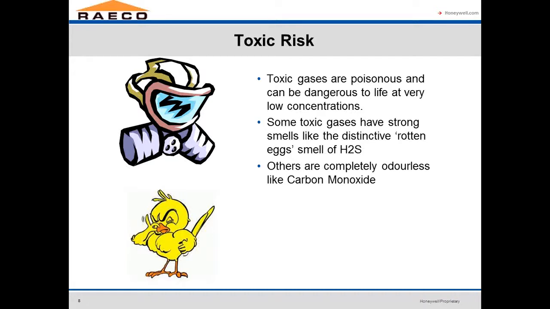Toxic gases, again, are poisonous and can cause ill health effects to humans at very low concentrations. Some gases, such as H2S, ammonia, and chlorine, have good properties for smell, but you don't want to rely on your senses as a gas detector, as sometimes these levels can be much higher than toxic levels that have been established by governmental agencies. Other gases, such as carbon monoxide, are odorless and colorless. You don't know they're there, but they can be very dangerous, and they need to be monitored and detected.